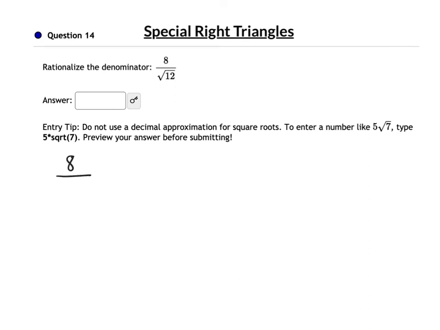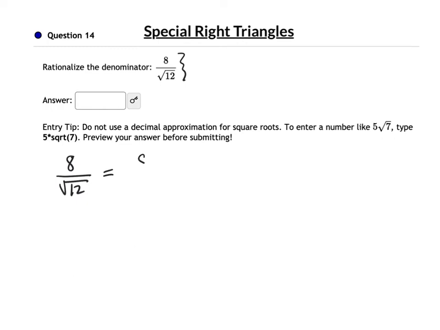8 divided by root 12. Now some of you are going to want to multiply by root 12 over root 12, and you could do that, but you'd need to simplify it when you're done. You see, 12 has a perfect square in it of 4, so this is not simplified. Ideally, you'd like to simplify it before you rationalize the denominator. Let's take the largest perfect square out of 12.